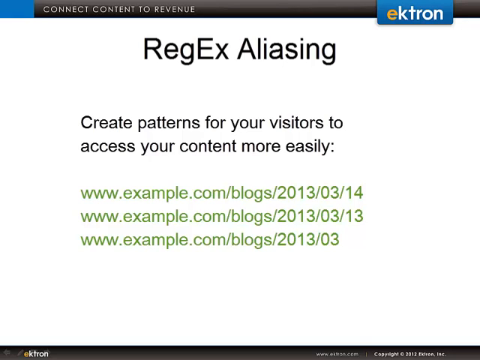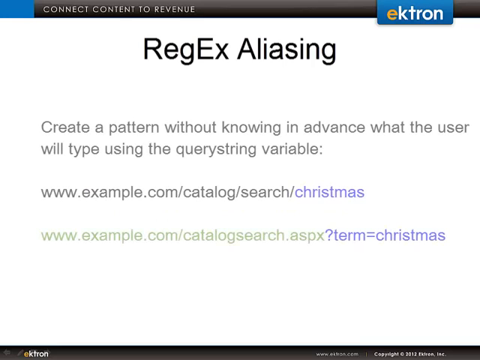Or similarly, if you want to see all of the blog posts in March of 2013, you would type blogs/2013/03, and so on. As another example, you can create a pattern without knowing the URL that the user may type in advance, using a query string variable. When a user types www.example.com/catalog/search/Christmas, the alias can use a query string variable after the catalog/search to see if the content is available in the catalog using the following URL.